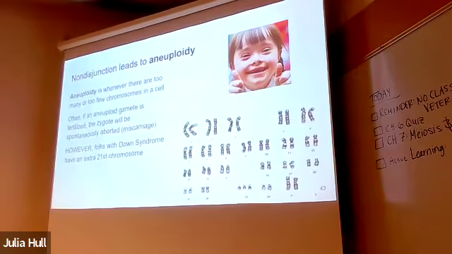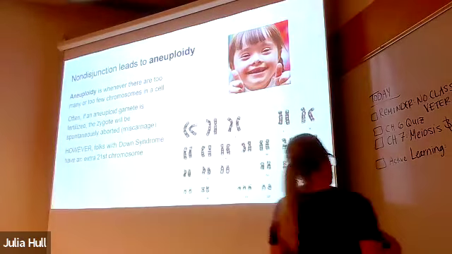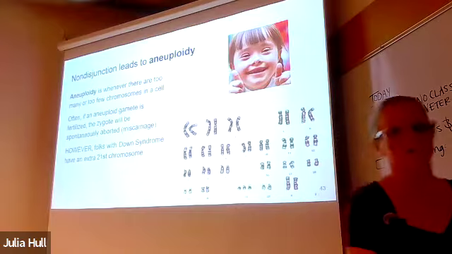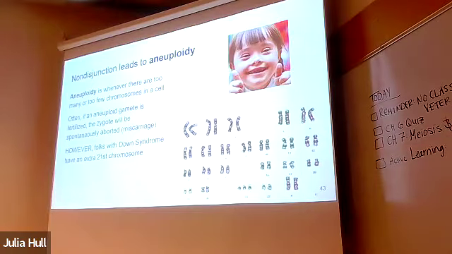Okay. So what this means, the result is, right? If we have a non-disjunction event and those cells do get fertilized, we end up with this thing called aneuploidy, where we have either too much or not enough genetic material in a cell. In animals, this usually results in miscarriage, where that zygote's not viable and it stops the development.